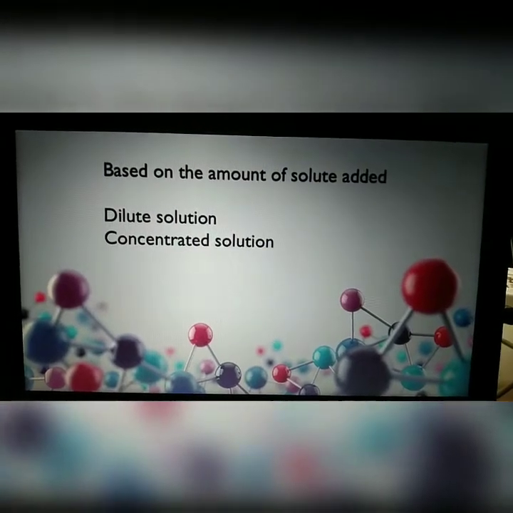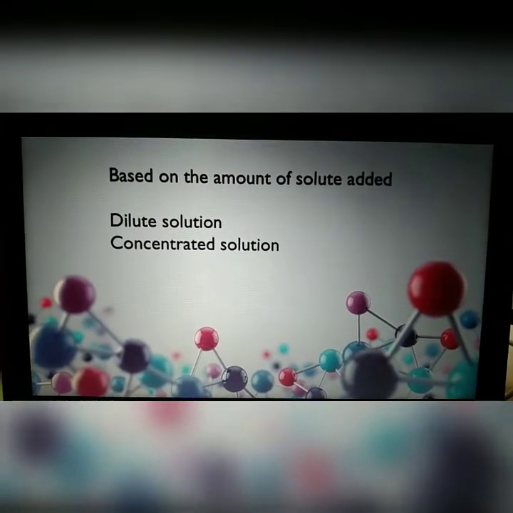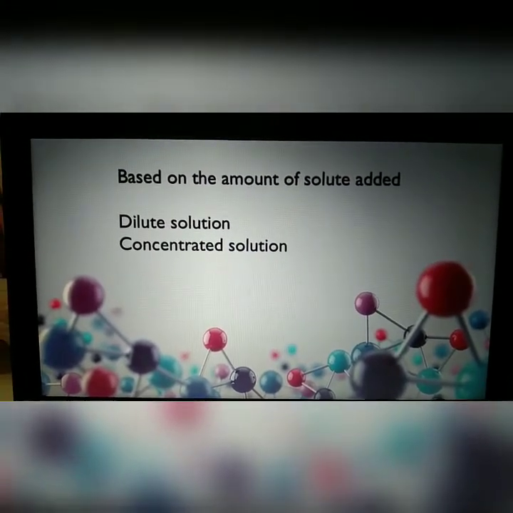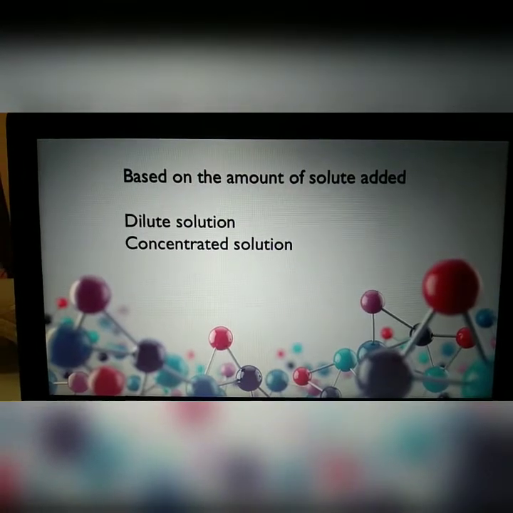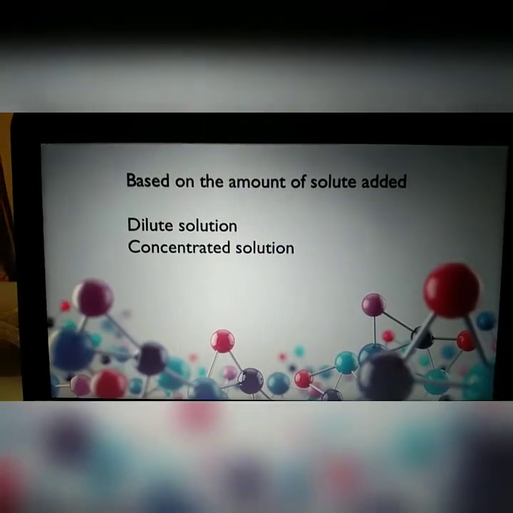Solutions are categorized based on the amount of solute added to the solvent. Number 1 is dilute solutions, and number 2 is concentrated solutions. A dilute solution contains a small amount of solute dissolved in a small amount of solvent, while a concentrated solution contains a large amount of solute dissolved in a small amount of solvent.